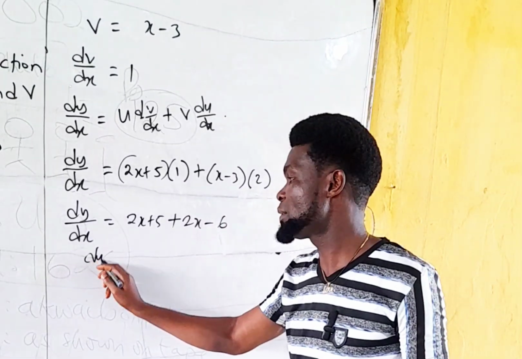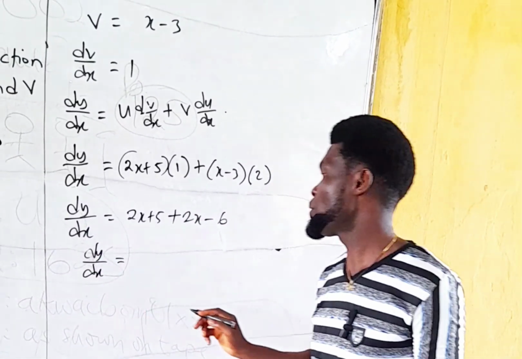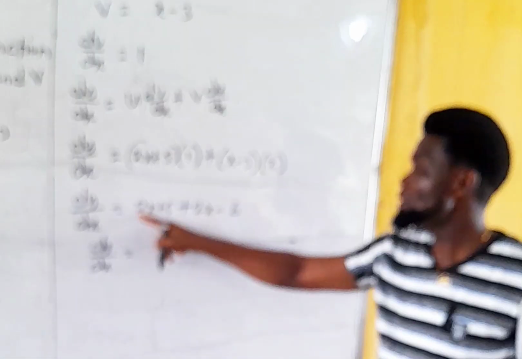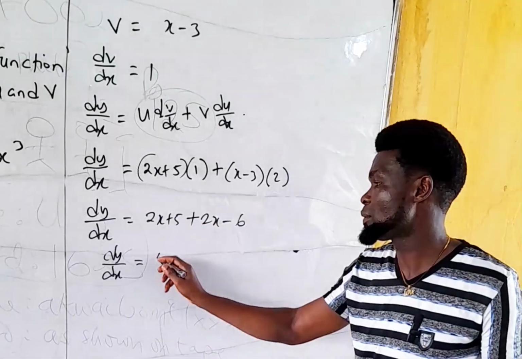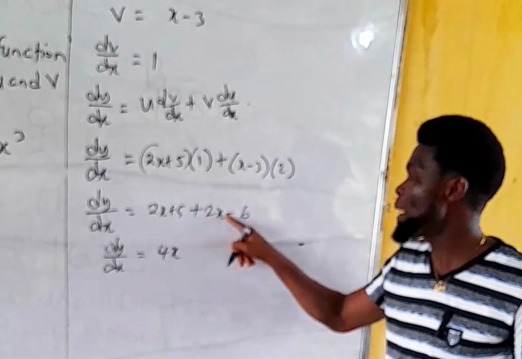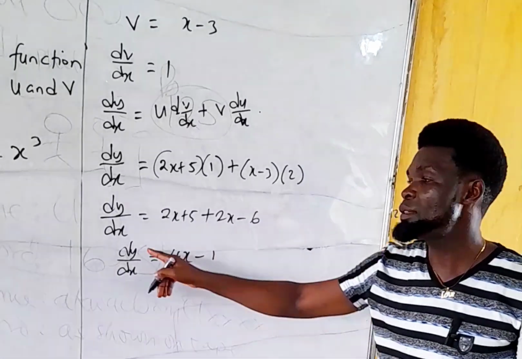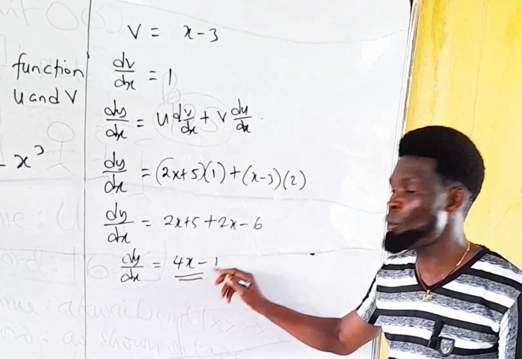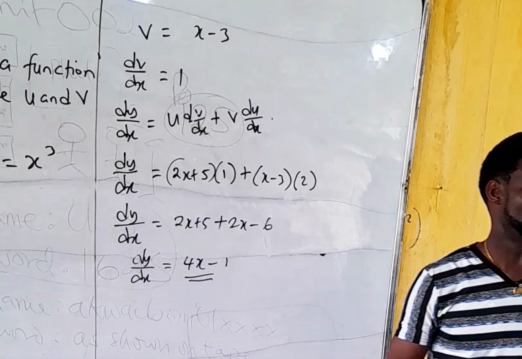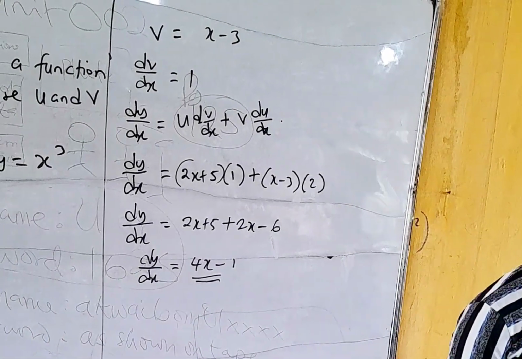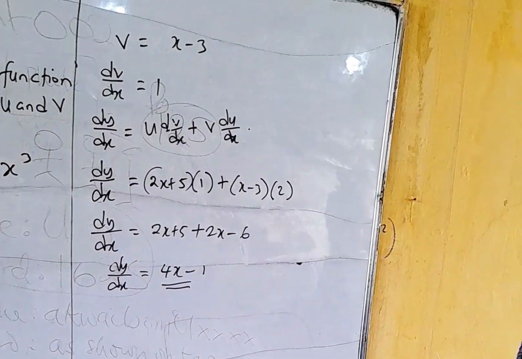So that means that dy over dx equals, now let's add. What is 2x plus 2x? 4x. What is 5 minus 6? Minus 1. That is what dy over dx is equal to. And that's exactly how to differentiate a product function. Do you understand? Yes.